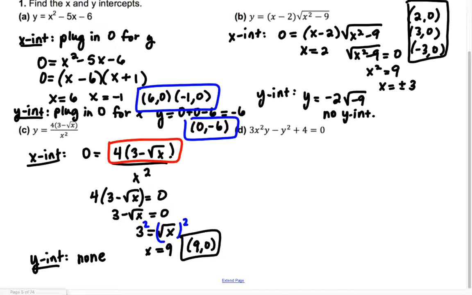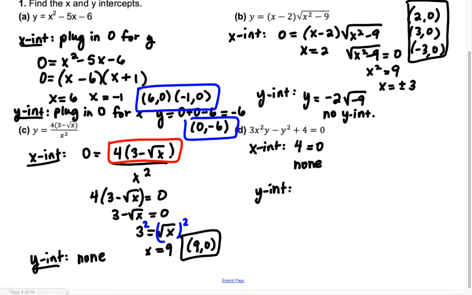All right, so same idea on this. So X-intercept, plug in 0 for y. So when I plug in 0 for y, this part goes away, this part goes away, and I just get 4 equals 0. So what do we think we write for that? None.